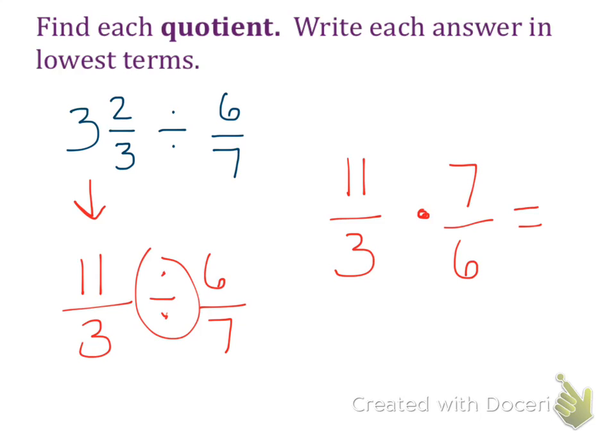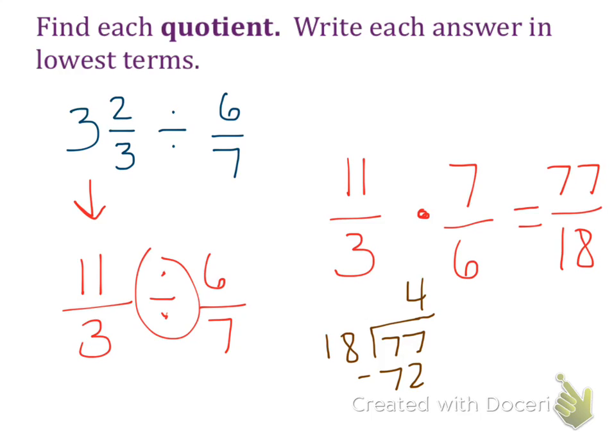For this one, I am trying to cross simplify, but when you look, there's not a common factor of 11 and 6, and there's no common factor of 7 and 3 besides 1. So then we just multiply the top and the bottom. And you might have to do just a little bit of division over here on the side. So how many times does 18 go into 77? I got 4, and I got that to be 72. So when you subtract, you have a remainder of 5.